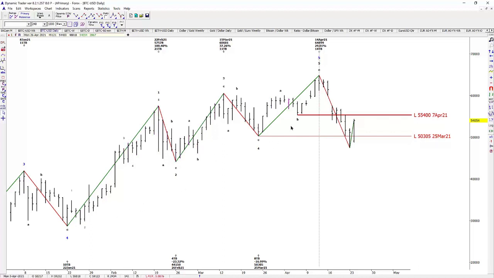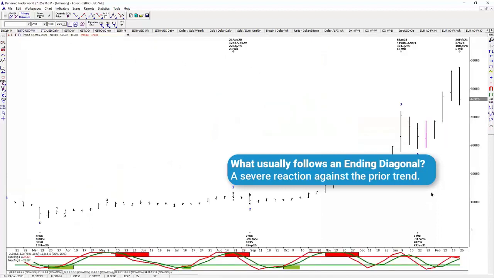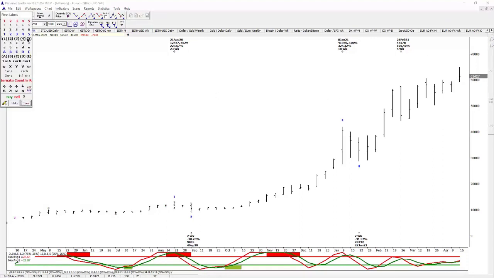What usually follows an ending 5th wave diagonal? Well, usually a pretty severe correction against that bull trend. So there we go. That's where we have our daily data through. So more than likely, let me put this on, and then we're going to see if indeed we make a correction. Something along those lines.